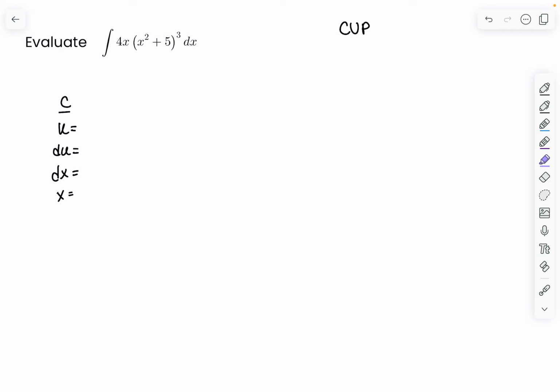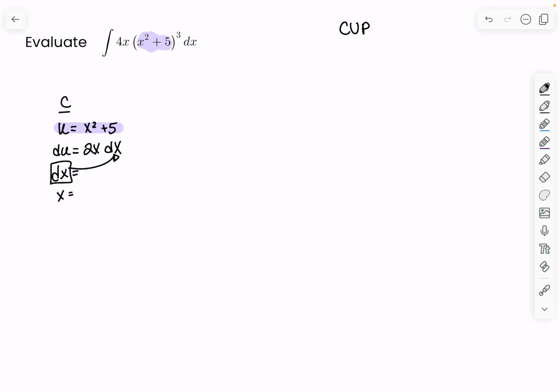So what am I going to make my u? I look at this problem, I ask myself what is the tricky part about this problem, and I say it's this. And then I'm like, okay, I'm going to take what's on the inside because most of the time it's what's on the inside. So x squared plus 5, that's going to be our u. Our du is our derivative, so that's 2x. And then you're going to do dx, okay?